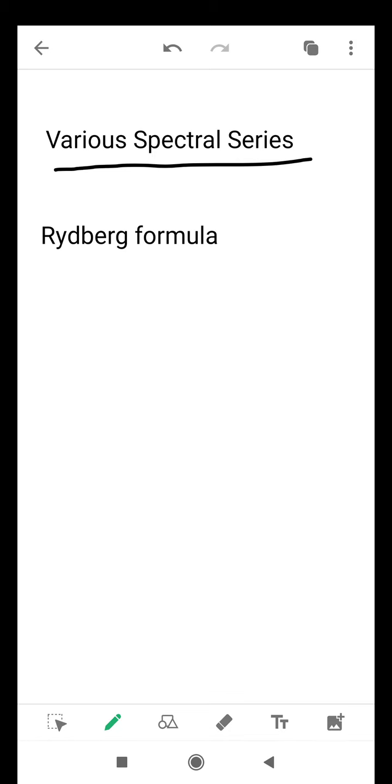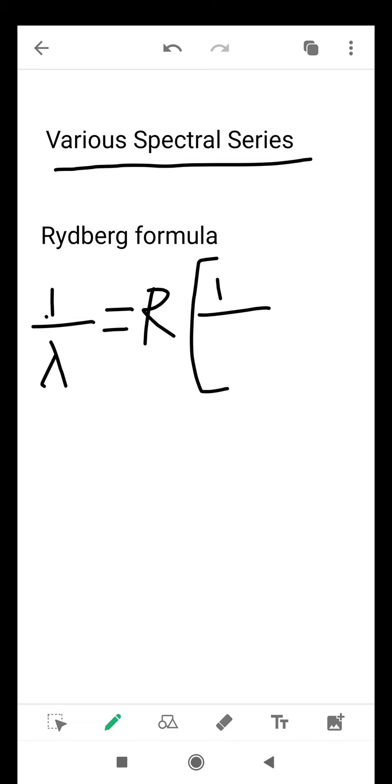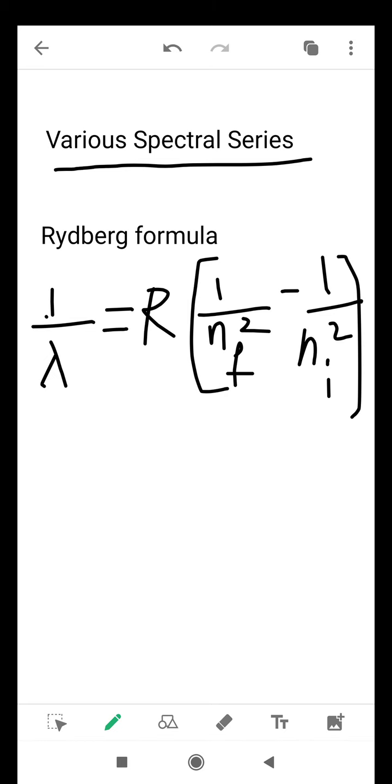In my last class we studied the Rydberg formula, using the energy expression. The Rydberg formula is 1 divided by lambda is equal to R times 1 divided by Nf square minus 1 divided by Ni square. We can write this expression for wave number also.